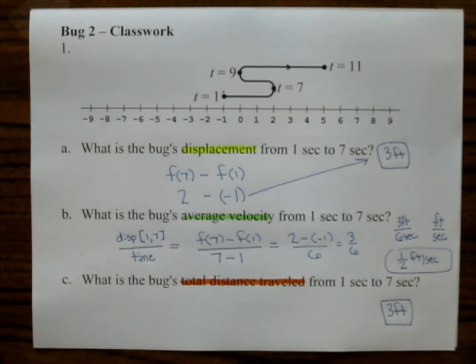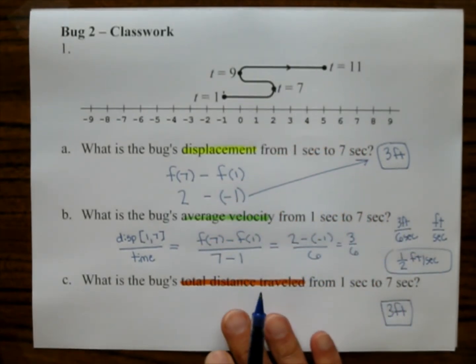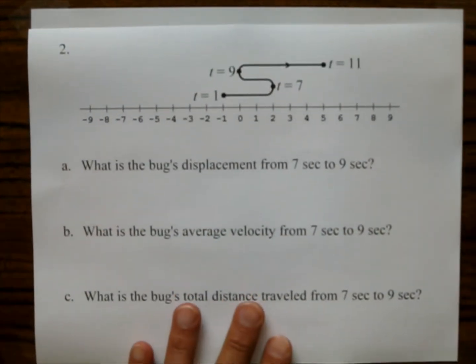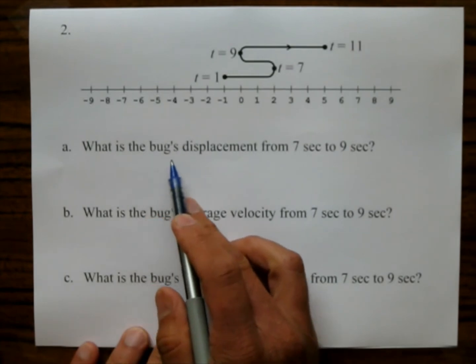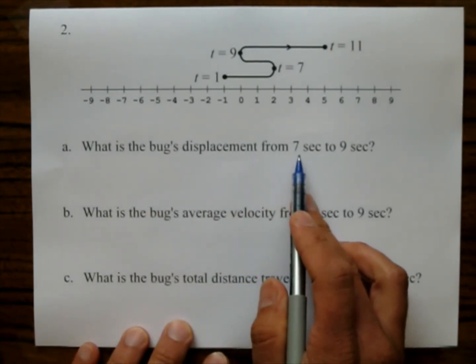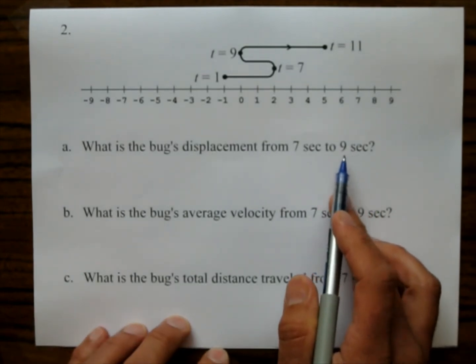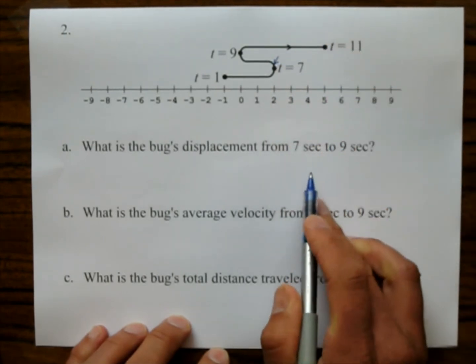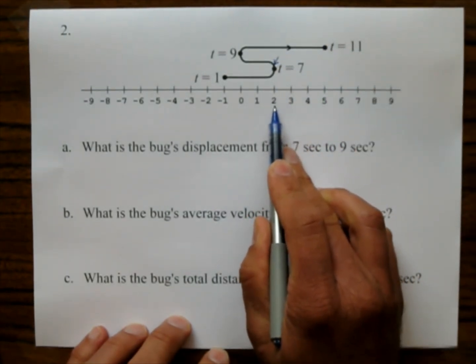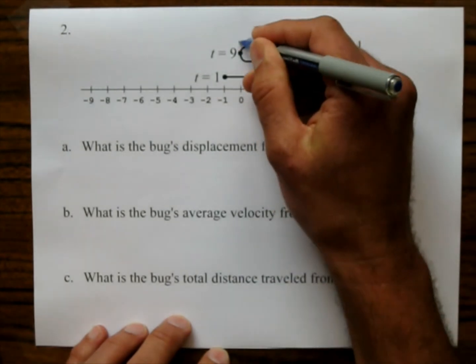Let's go ahead and do problem number 2, which is actually going to have the same bug diagram, but our time intervals are going to be different. Okay, what is the bug's displacement from 7 seconds to 9 seconds? Well, at 7 seconds, he's right here. Or he's really right here, down at 2. And 9 seconds is right here.